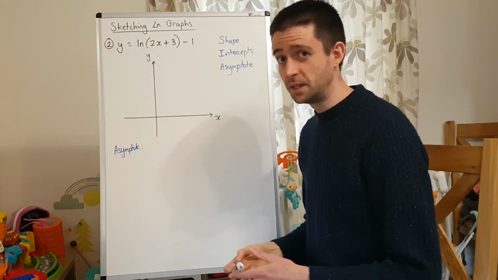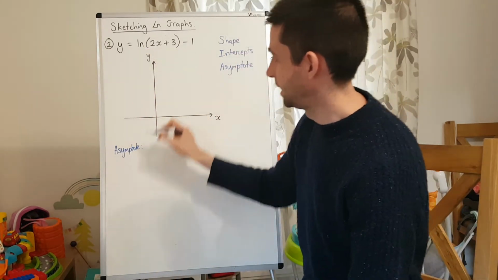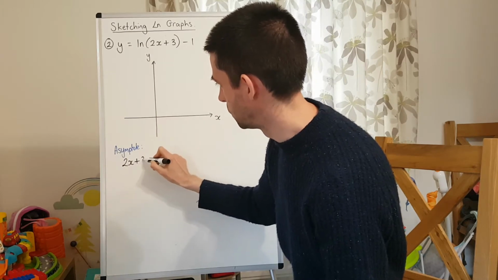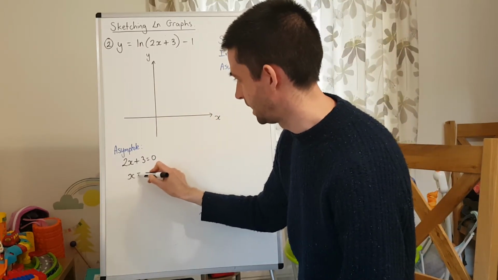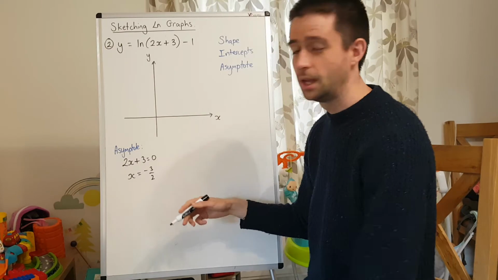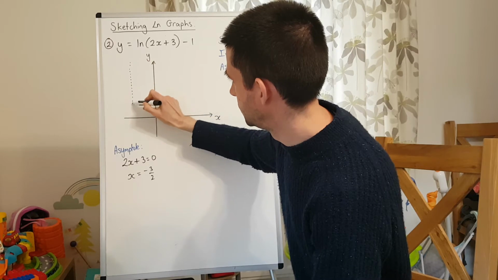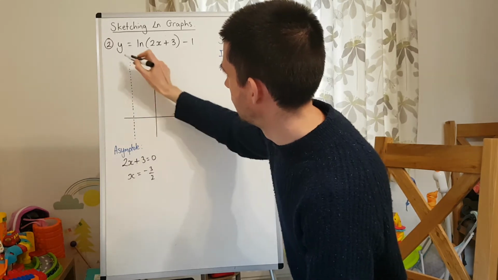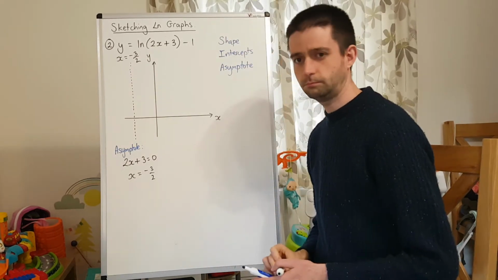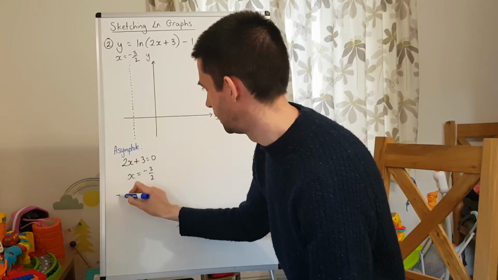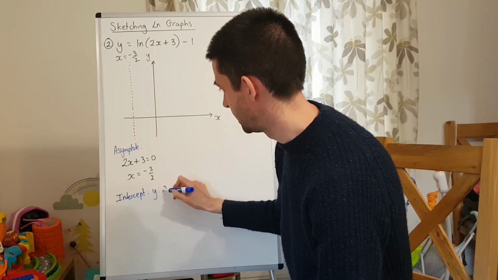What we saw in the previous video is ln 0 does not exist. We're not allowed to ln 0. So if I make the bracket equal 0, I'm going to find the equation of the asymptote. So 2x + 3 = 0, which gives me x equals negative 3 over 2. So that is my asymptote. I can sketch that in straight away as a vertical line going down like so, and label it as x equals negative 3 over 2. Intercepts next. I'm going to look at my y-intercept, for which I'm going to make x equal 0.